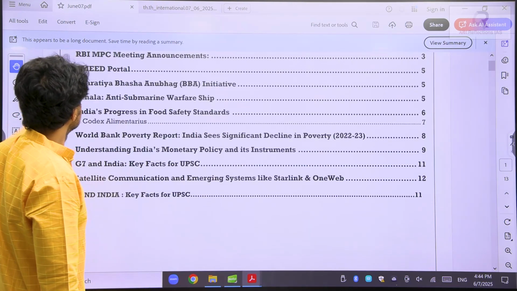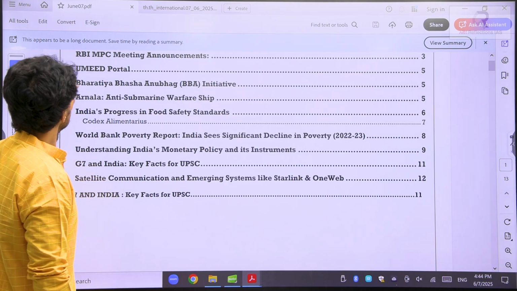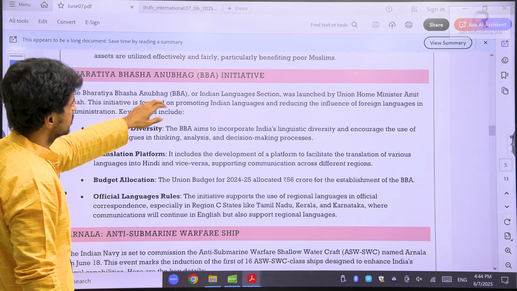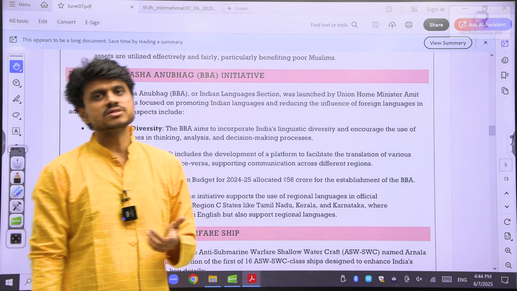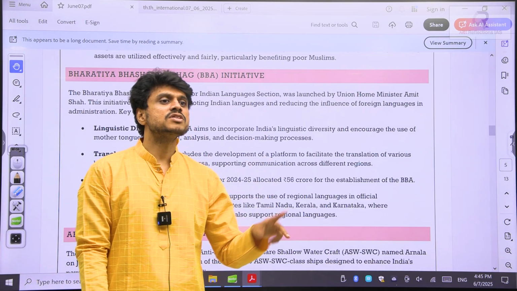Then you need to see some factual information. See here. Basically, the Bharatiya Bhasha Anubhag initiative, a very important factual thing. We have so many languages, over 700 languages, unofficially more than 1,100 languages. Basically, they are trying to help with language translation.